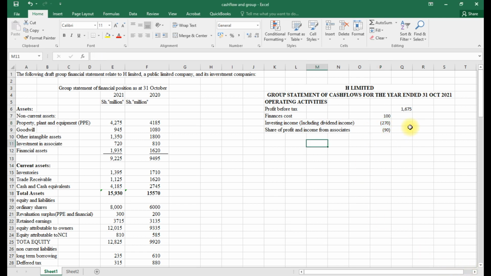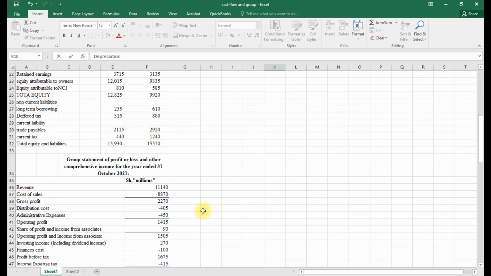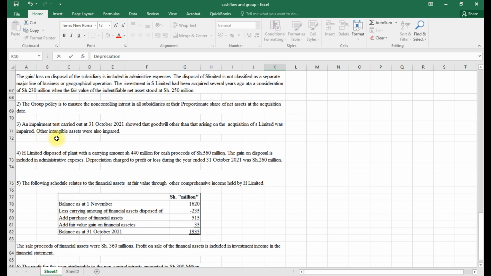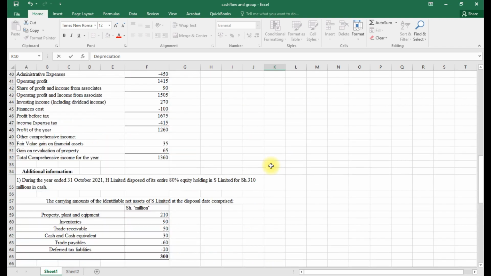Yeah, okay, so we continue now. Those are what we have already adjusted there. So the next thing we had is depreciation, and our depreciation for the year had already been given in a note here. Depreciation charged to the profit or loss for the year was 260.